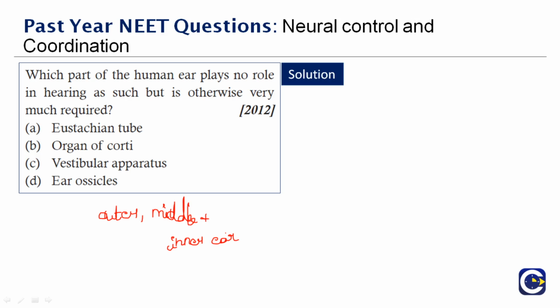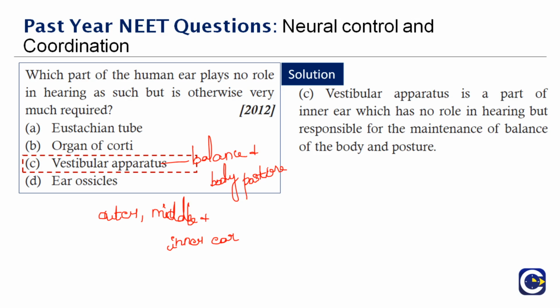So here, coming back to the question, that is one thing that is responsible for the balance of your body, and it is not responsible for hearing. I think all of you know what the answer is, because we already saw in the earlier parts of this chapter. Yes, it is vestibular apparatus. This is associated with the balance and body posture. Therefore, the right answer to this question is option C.